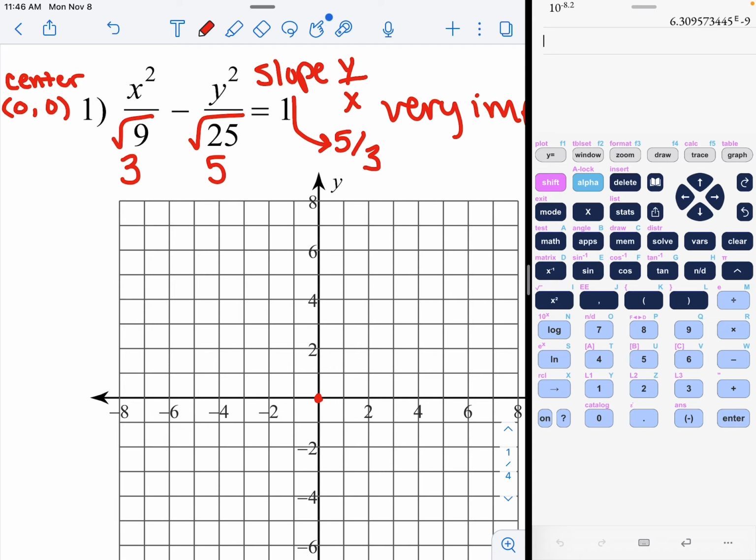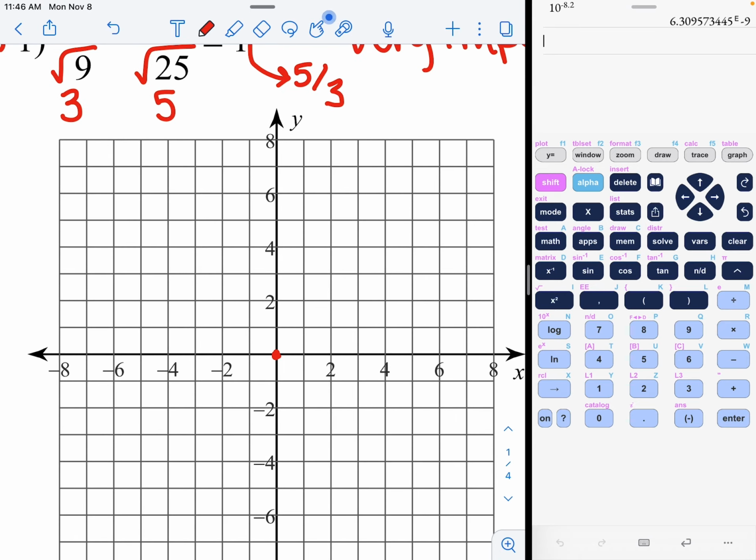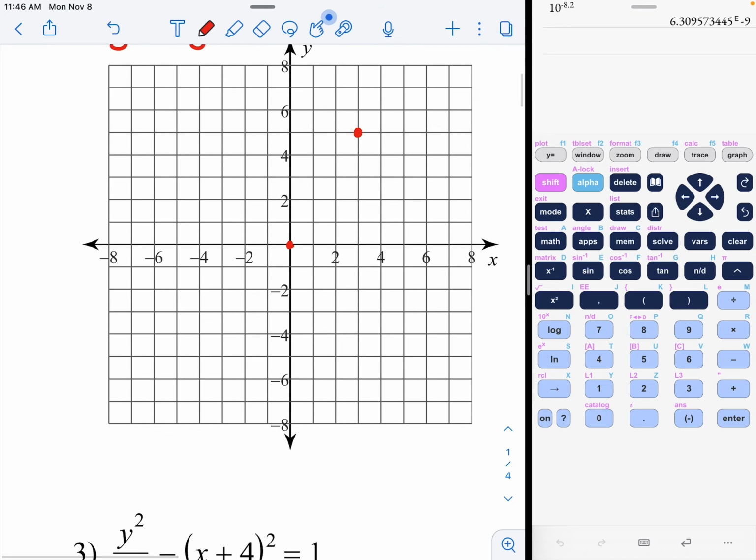So I want you to go to your center dot, and you're going to go up 5 over 3. And if we could do it again, we would. But we'll go down 5 over 3. That's your first asymptote. I'm going to do the asymptotes today in red. And then we're going to go the other way as well.